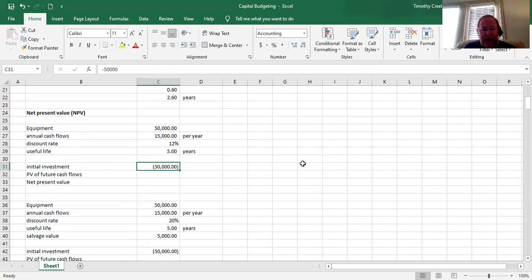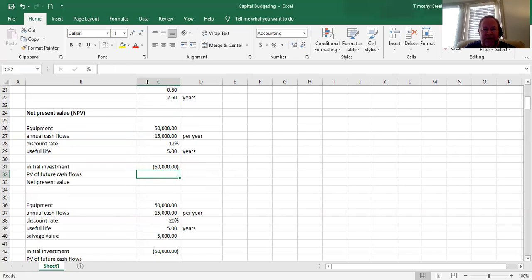So if we want to do this in Excel, which you're going to find is the best way to do net present value or the next method, internal rate of return, we're going to compare the initial investment, which was 50,000, to the present value of the future cash flows. So let's look at that.